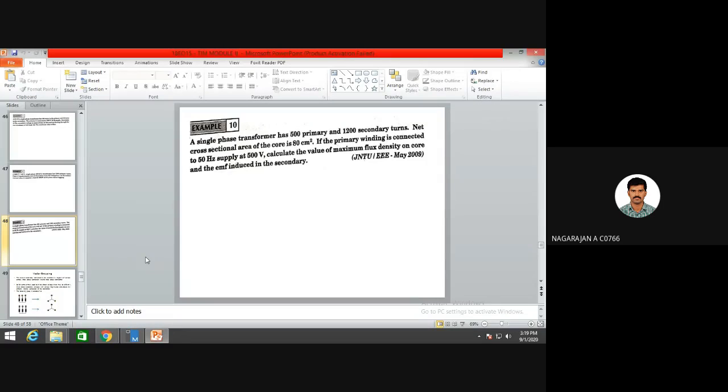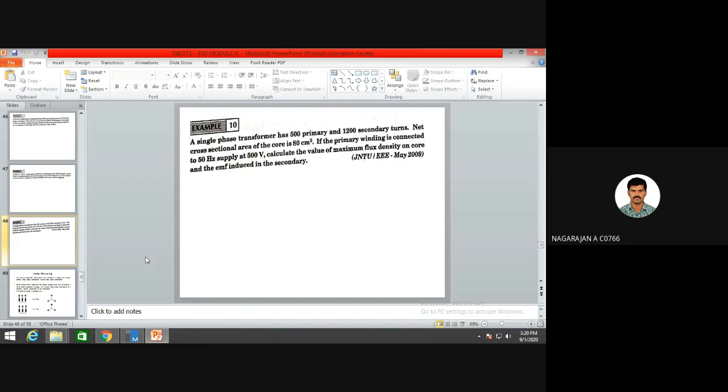Okay, next one, what we have to find out is the EMF induced in the secondary. I want you to do it yourself, which is very simple, derived in the last two problems. Find out induced EMF in the secondary side. So they have given N1 value, N2 value, and V1 value. All these values have been given. So find it yourself and answer me.